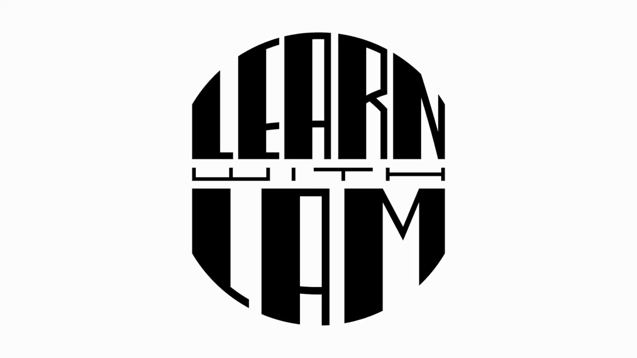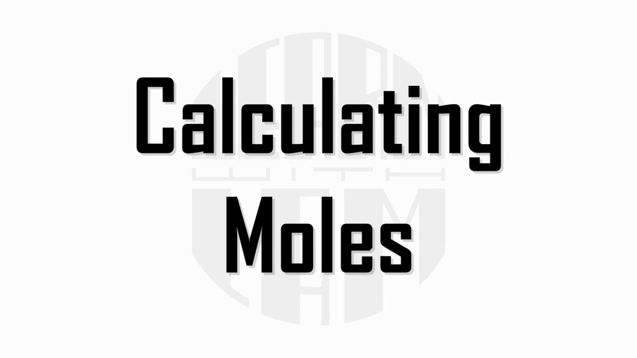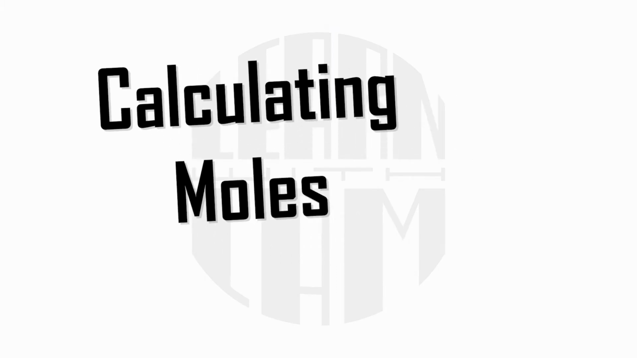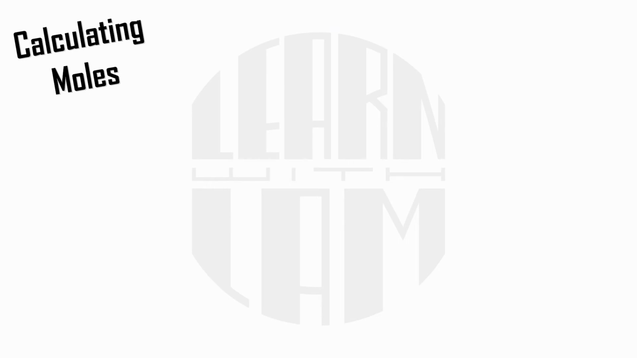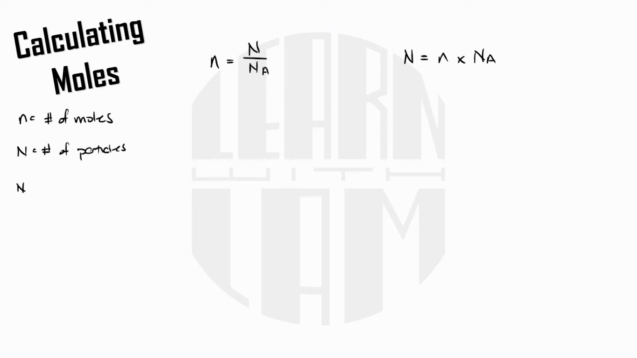Today we're going to be going over step by step how to calculate moles from particles and how to calculate particles from moles. The equations that we're going to be using today are little n equals big N over NA and big N equals little n times NA. Now, little n represents number of moles. Big N is number of particles. And NA is Avogadro's constant, which is 6.02 times 10 to the power of 23.